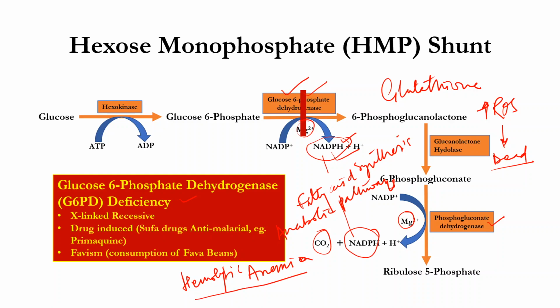And there are also fava beans, which inhibit this enzyme, therefore people have the same kind of symptoms as hemolytic anemia after consumption of fava beans. That condition is known as favism. So this is all about the hexose monophosphate shunt. We have discussed the uronic acid pathway, the HMP pathway, and fructose and galactose metabolism. So thank you very much.